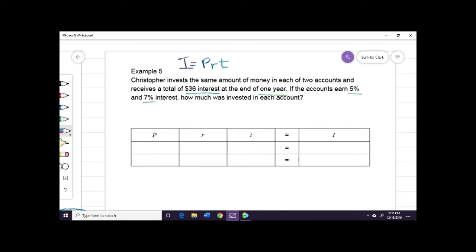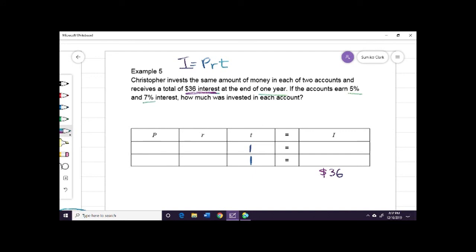So let's go ahead and put our known information into this table, and then we're also going to choose a variable to represent our unknowns. So we know that he received a total of $36 interest. So what that means is if we take the total of the interest from both accounts, the total would be $36. Okay, and we're talking about the end of 1 year. So the time on both of these accounts is going to be 1 year.